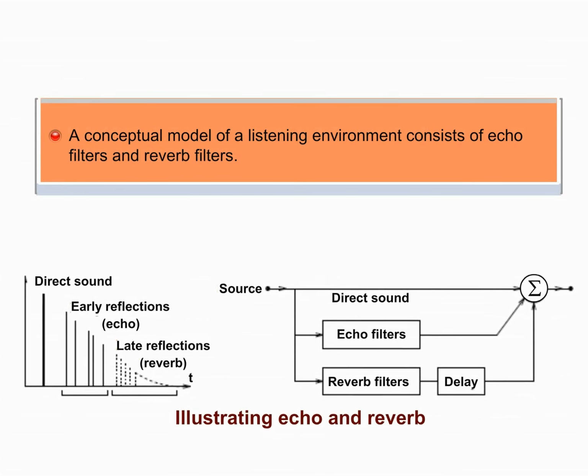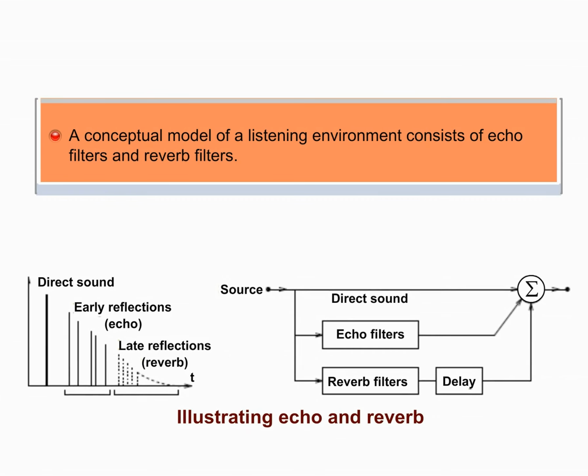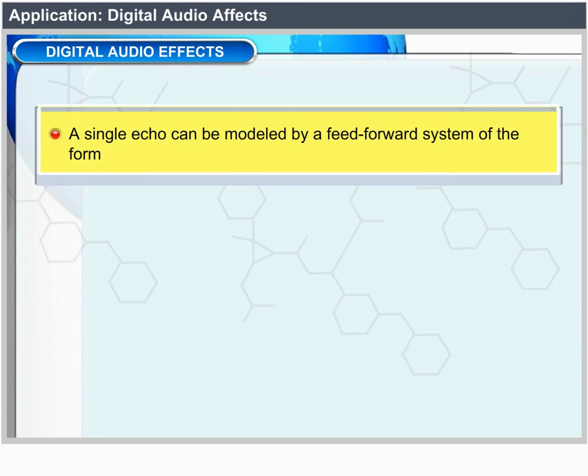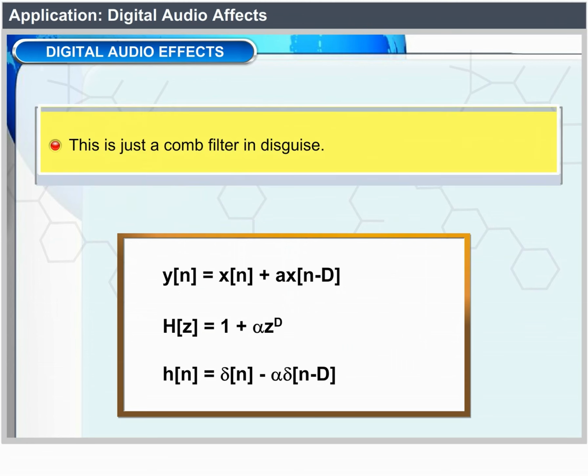A conceptual model of a listening environment consists of echo filters and reverb filters. A single echo can be modeled by a feed-forward system of the form y[n] = x[n] + alpha x[n - d], H(z) = 1 + alpha z^(-d), h[n] = delta[n] + alpha delta[n - d]. This is just a comb filter in disguise.